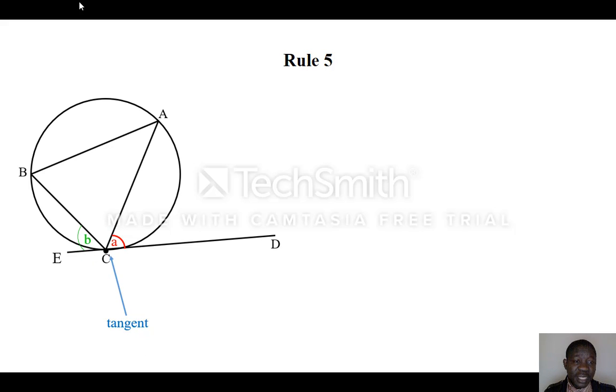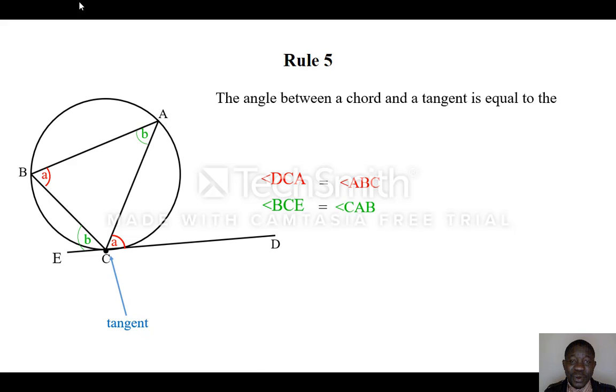If we also join the line BA, then we are going to say that the angle DCA is equal to the angle ABC. So we get this angle to be A. Then again, angle BCE equals angle CAB. Then we get this angle to be B. Then we conclude that the angle between a chord and a tangent is equal to the angle in the alternate segment.